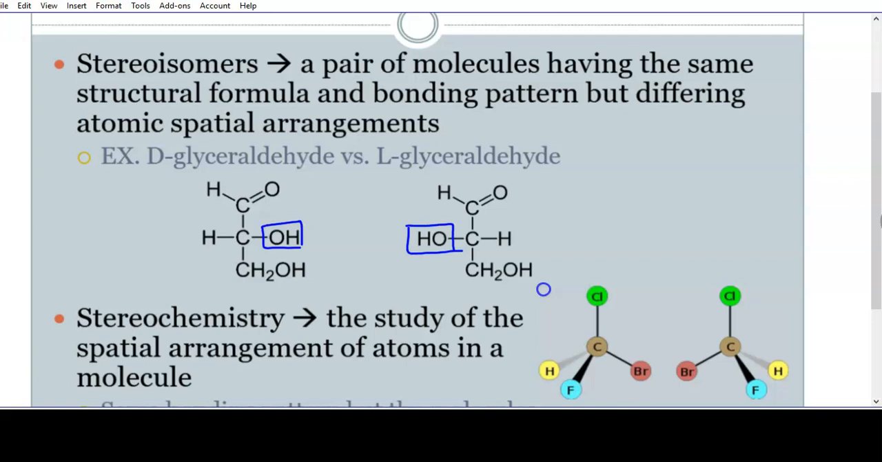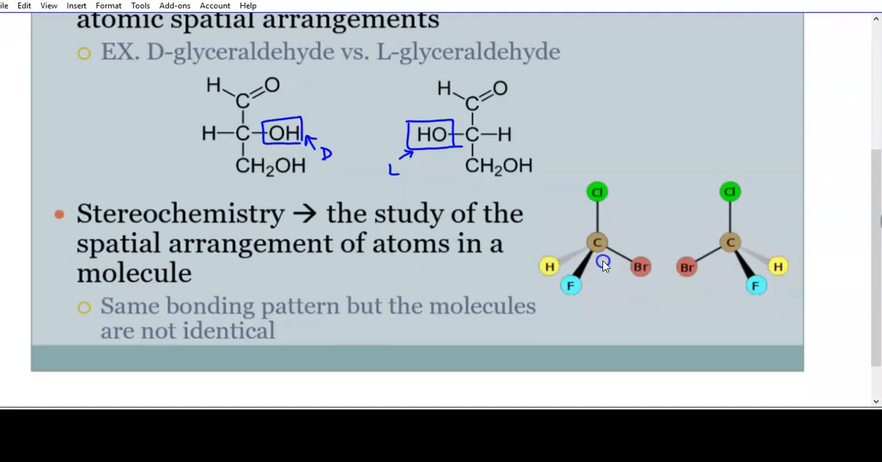So we have our D-glyceraldehyde and our L-glyceraldehyde. Okay, remember again, D means right and L means left. So this one would be D because it's on the right, and this one would be L because it's on the left. Okay.